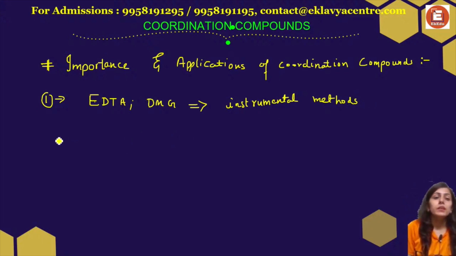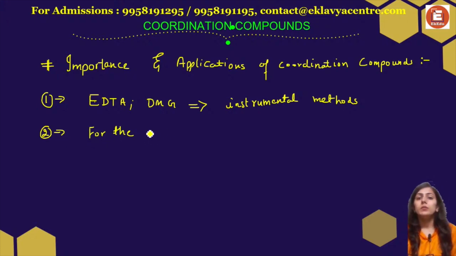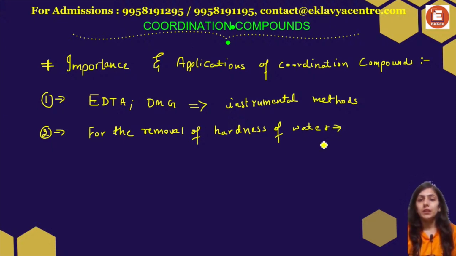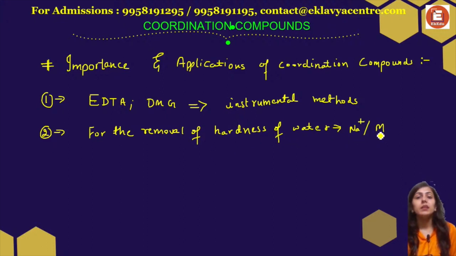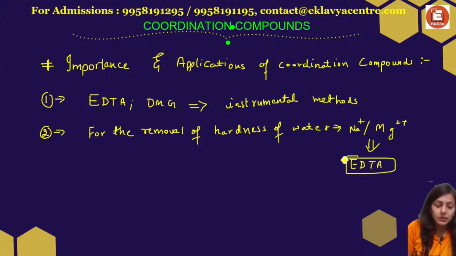Next, a very important application: these coordination compounds are used for the removal of hardness of water. For example, we know that we have calcium and magnesium ions present inside water. So what happens? They form stable complexes with EDTA, and thus they can be easily removed.